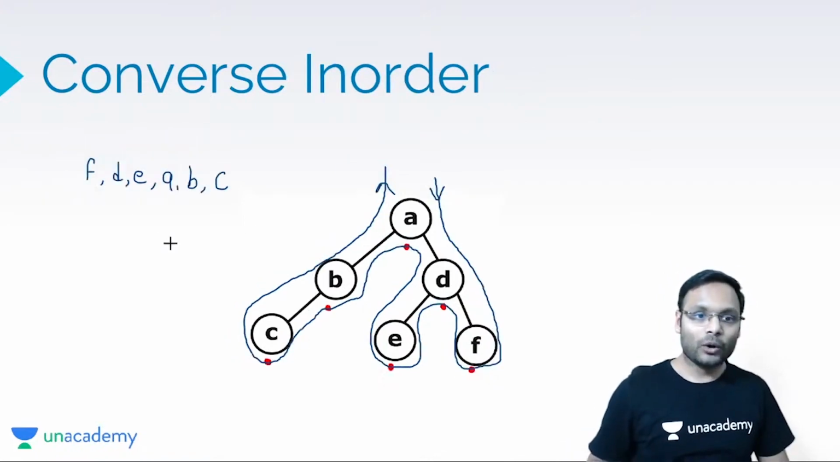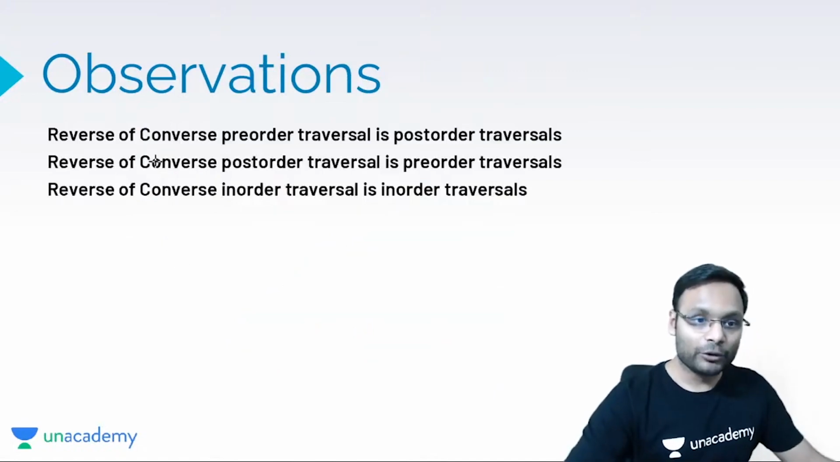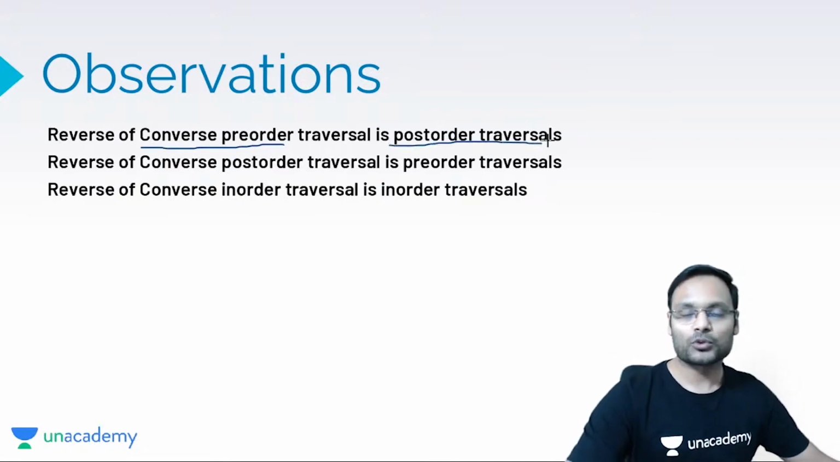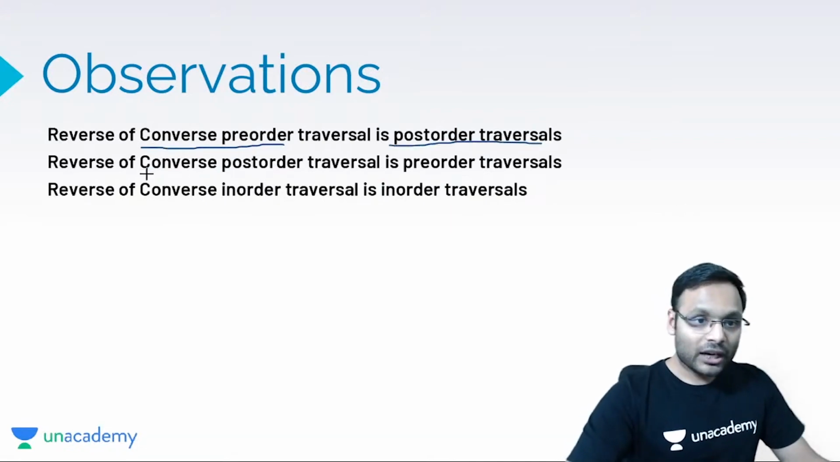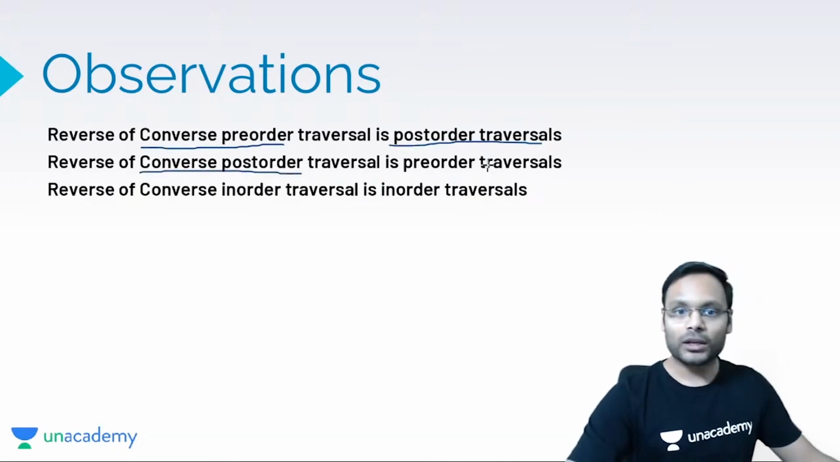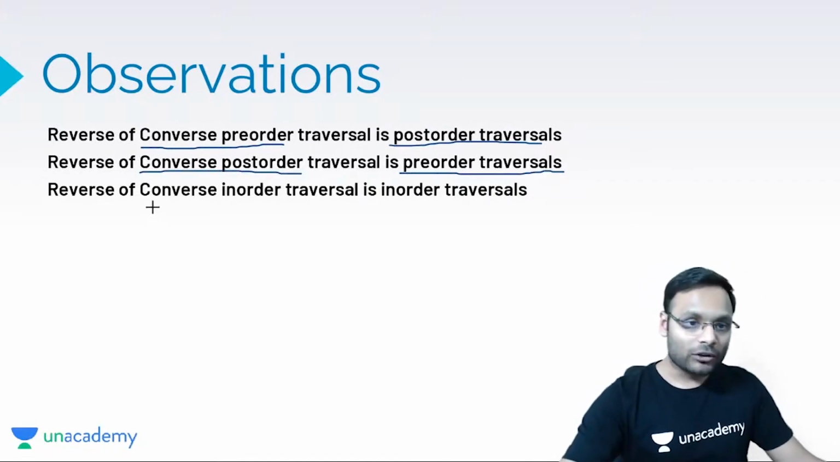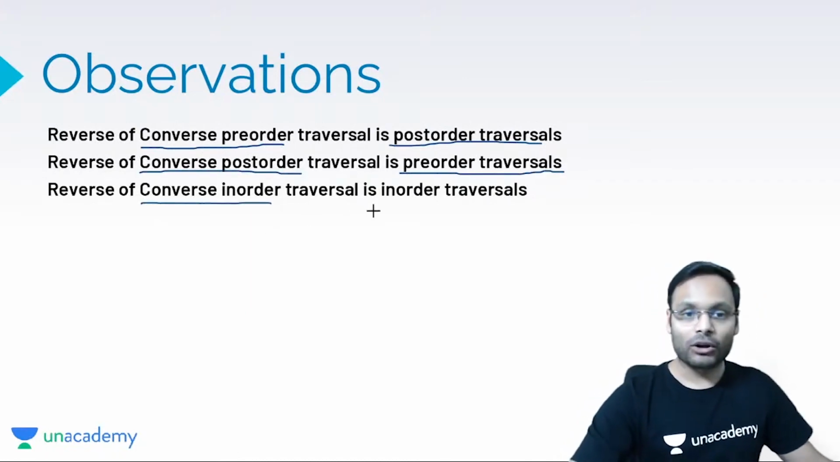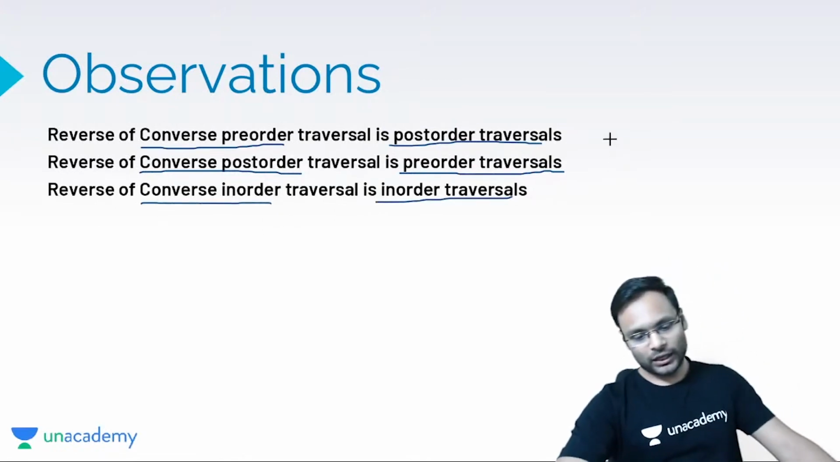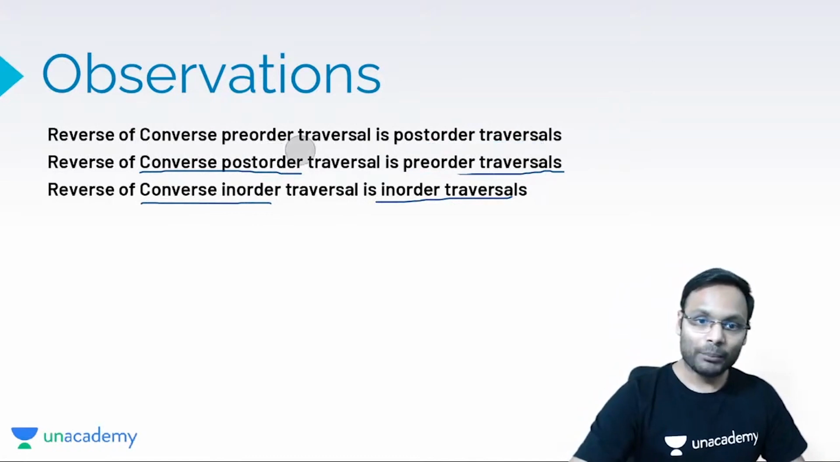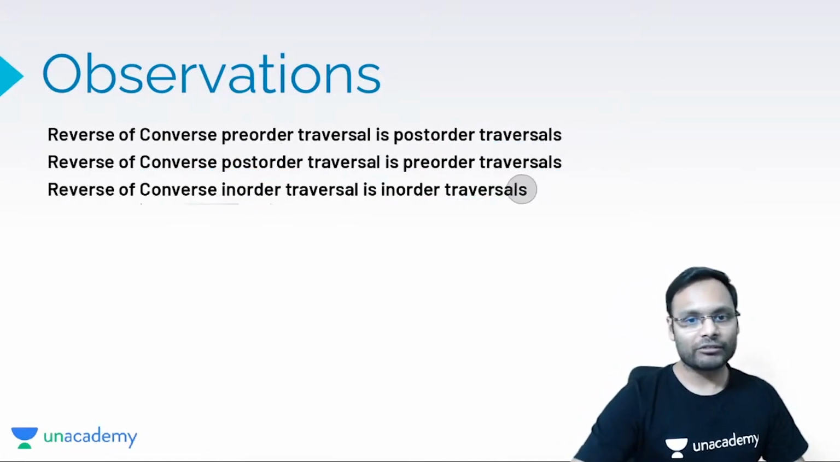So we will have one observation here. If you take the reverse of converse pre-order, you will get the conventional post-order traversal. If you take the reverse of converse post-order, you will get the conventional pre-order. And if you take the reverse of converse in-order, you will get the regular in-order. Pre becomes post, post becomes pre, but in-order remains in-order in reverse.